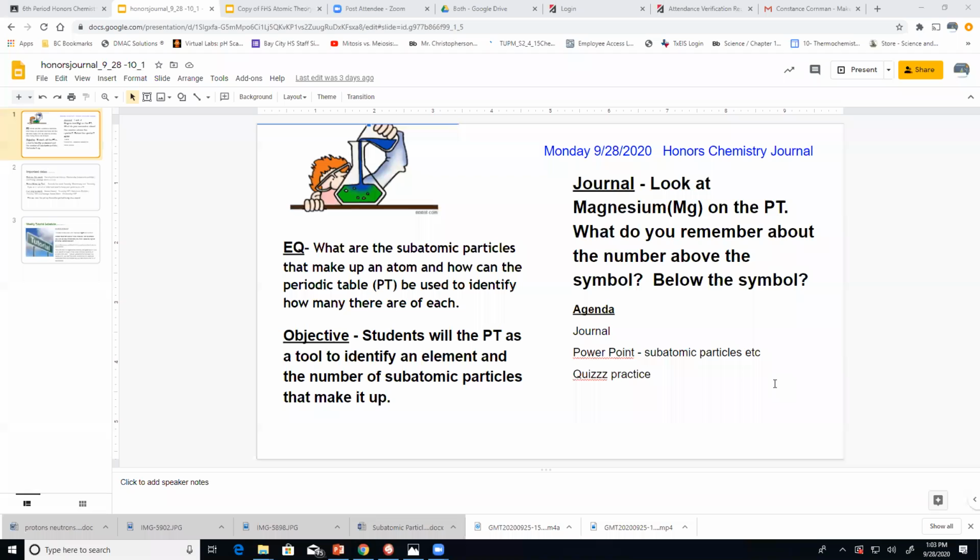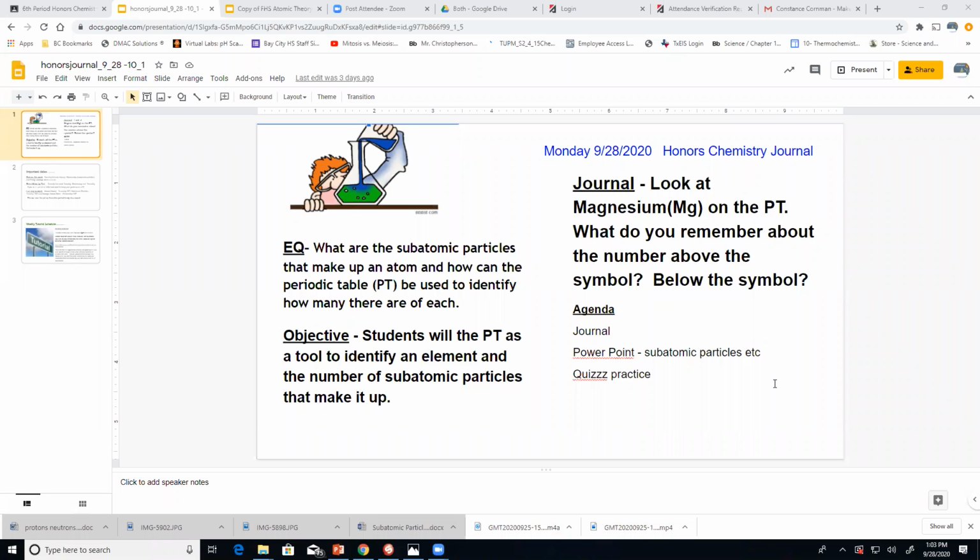All right, does anybody remember the number on the periodic table that is above the symbol? Does anybody remember anything about that? What it's called or what it represents? The atomic number? Yes, that's called the atomic number. And does anybody remember what it represents? Talking about our subatomic particles? Number of protons? Yes, exactly. It represents the number of protons.